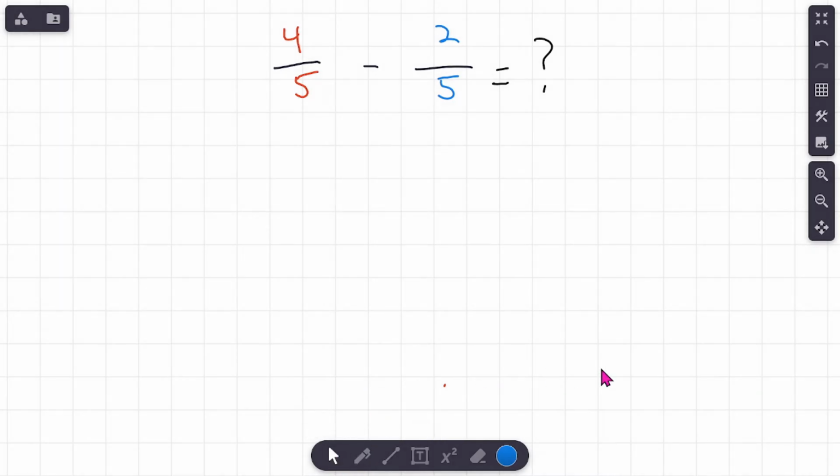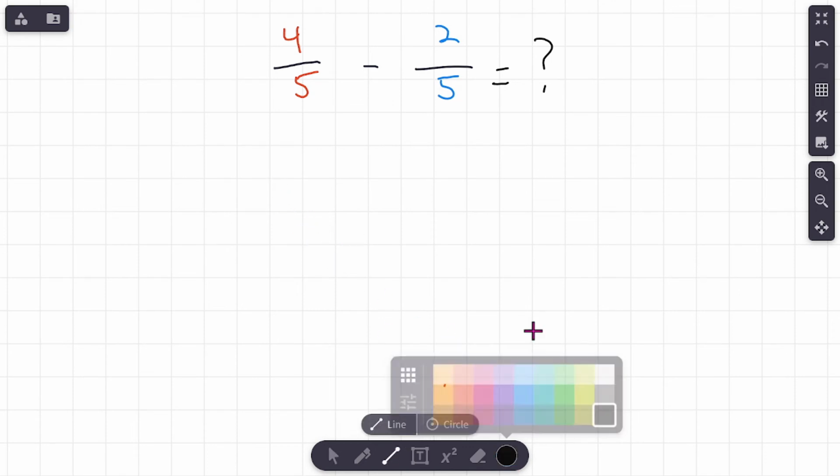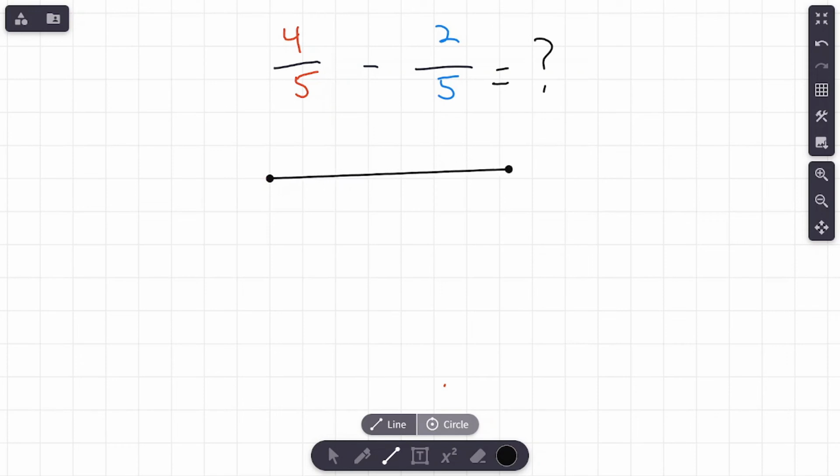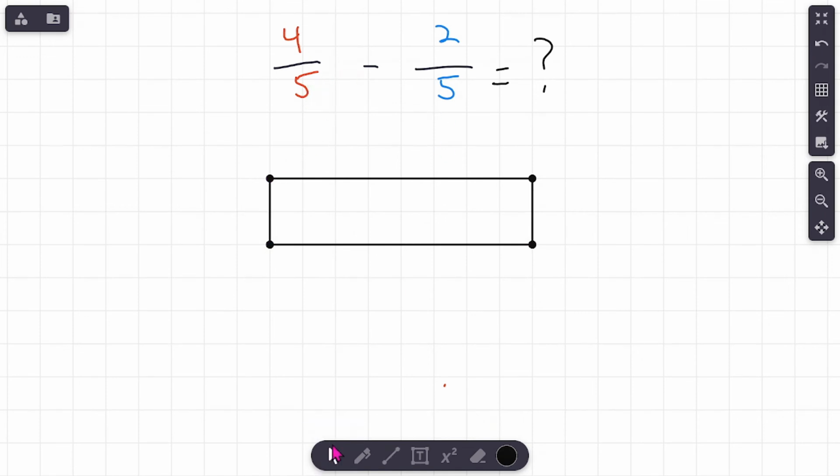All right, ladies and gentlemen, last one here for you on the screen. We've got 4/5 minus 2/5, trying to figure out what this one is. Feel free to pause me if you want and try this one out on your own. But the first thing I want you to do is take a look at the denominators of your fractions. Are they the same? If they are, great, we can solve it right away. If they're not the same, then we'll have some extra steps that we'll need to do.